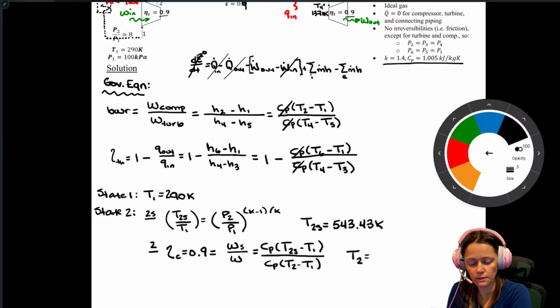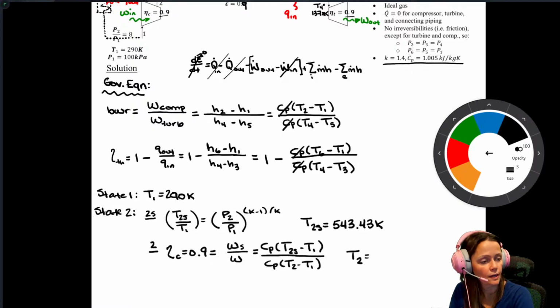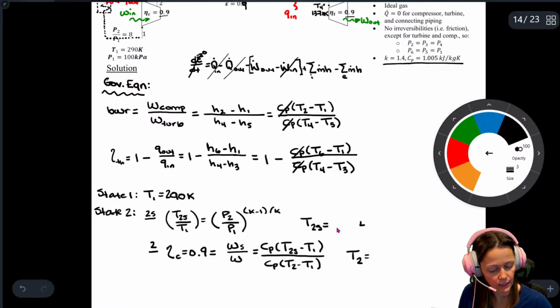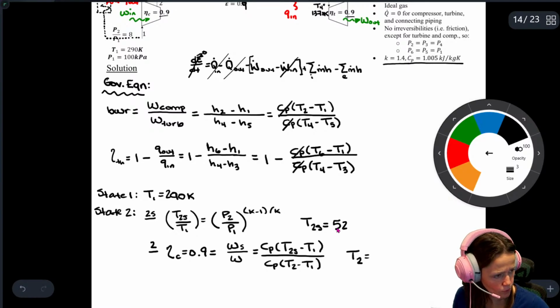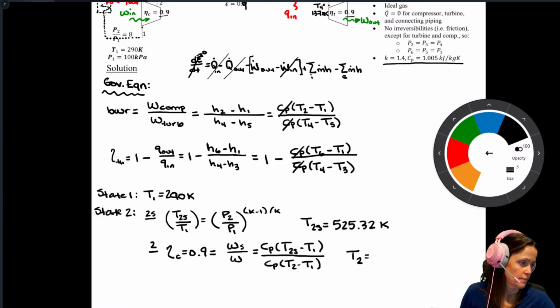Oh, actually, you know what? I think I used a T1 of 300 and not 290. So do me a favor if you haven't noticed it already. I do apologize. I used 300 for T1 as opposed to 290. So this actually ends up being 525.32, with a pressure ratio of 8. Perfect. Okay.